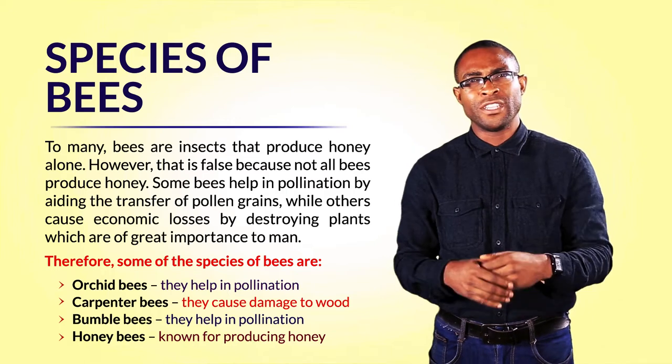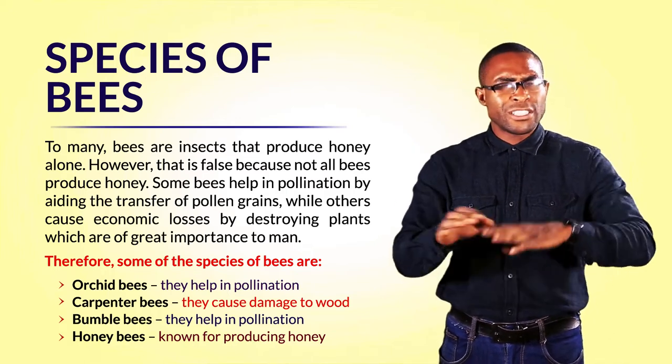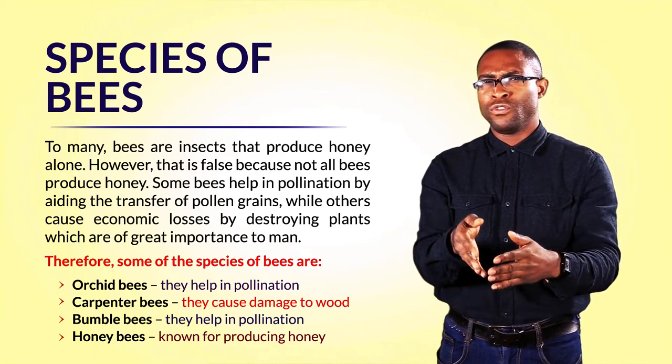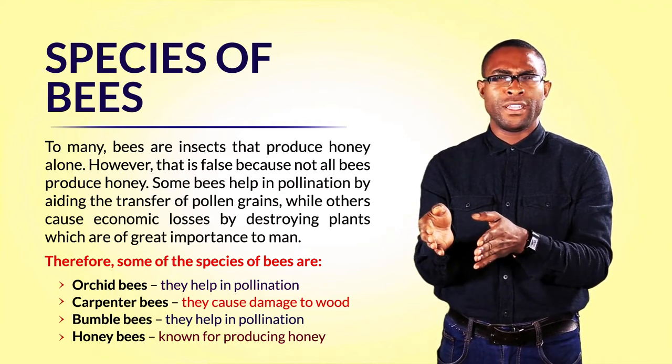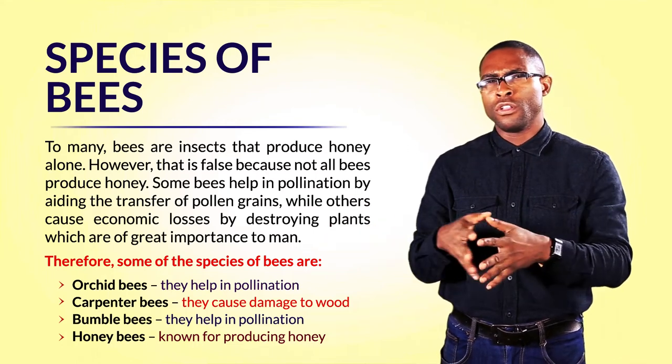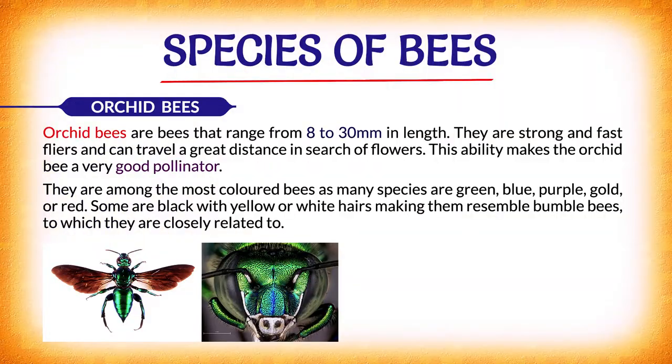That's why it is called the honeybee. So let's look at the orchard bee so that when you see a bee, you may be able to differentiate between the orchard bee, the carpenter bee, or the honeybee. The orchard bees are bees that range from 8 to 30 millimeters in length. That's how long they are.